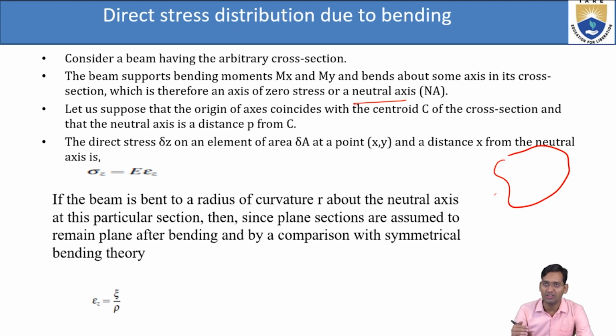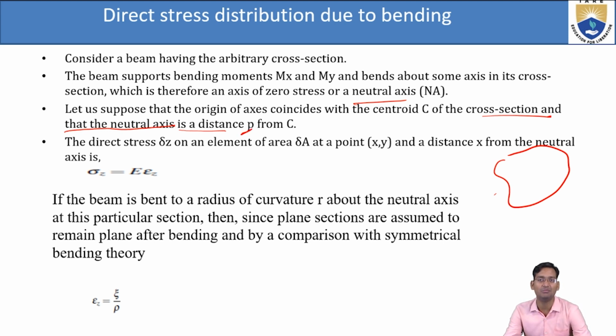So now wherever the centroid of that member is, whether it is a beam or anything, where is the centroid of that one? There we are supposing that the origin is also at the centroid of the cross section, and that the neutral axis is at a distance P from C. So from the centroid, at a distance P, that is there.